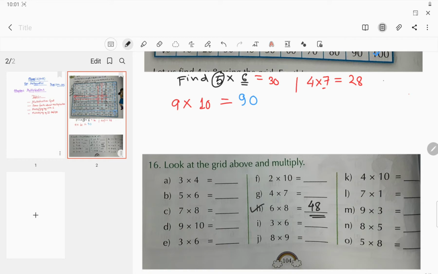Similarly, 9 cross 10 you will get 90. 4 cross 10 will be 40. 5 cross 8 will be 40. 3 cross 6 will be 18. So you have to do the remaining problems using this grid. Try to learn first and do it. This is your homework, right? Please do it in your book.